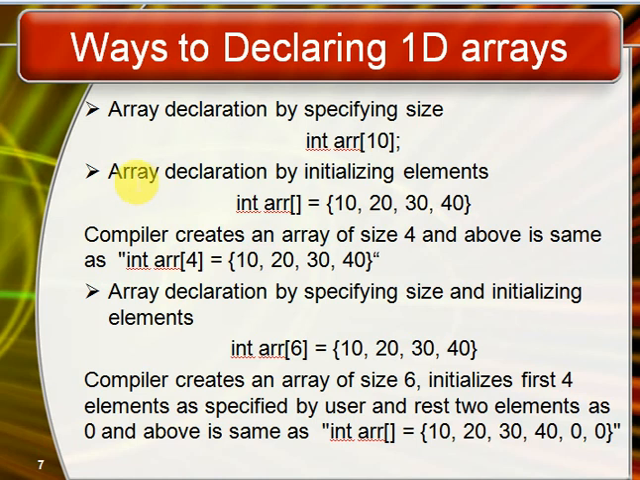Another way of declaring a 1D array is array declaration by initializing elements of that array. Int means the type of elements of this array is integer. ARR is the name of the array. Then these values are initialized, that is 10, 20, 30 and 40. It means it's an array of size 4. So in this case, the compiler creates an array of size 4 and the above is the same as int ARR[4] with these 4 values. Both are equivalent, this one and this one.